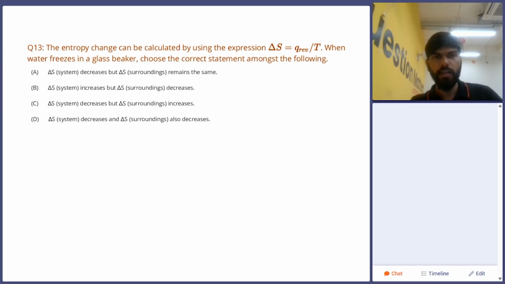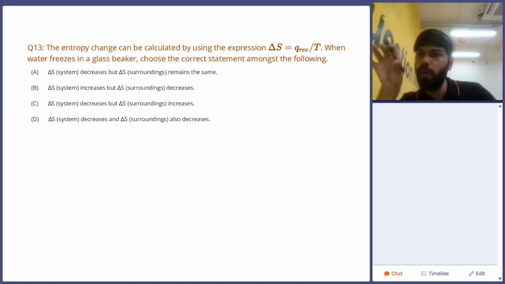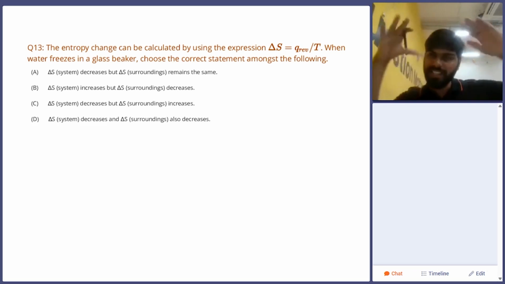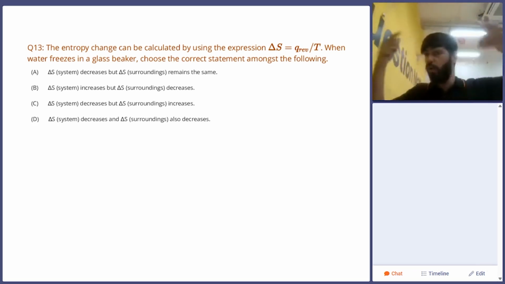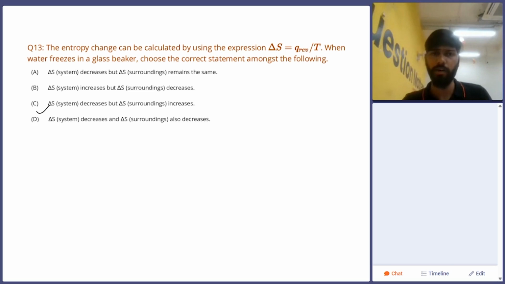Next one. Entropy change can be calculated by using the expression delta S is equal to Q reversible upon T. When water freezes in a glass beaker, choose the correct statement. Remember, if molecules are unable to move properly, the system energy decreases, so the system releases a lot of energy. The surrounding will get higher energy. So the system's entropy decreases, but the surrounding's increases. Option C is most appropriate.